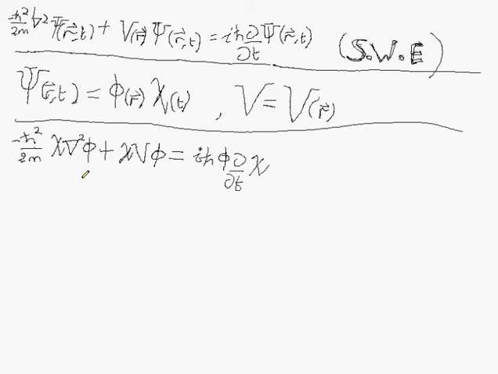The next step is just to look at this and say, well, what do we want to do? Well, what we're going to do is divide everything by the wave function, by phi chi. Again, why we're doing this will become apparent in a moment. That's my tablet acting up yet again. It's going to do that a lot, so apologize.